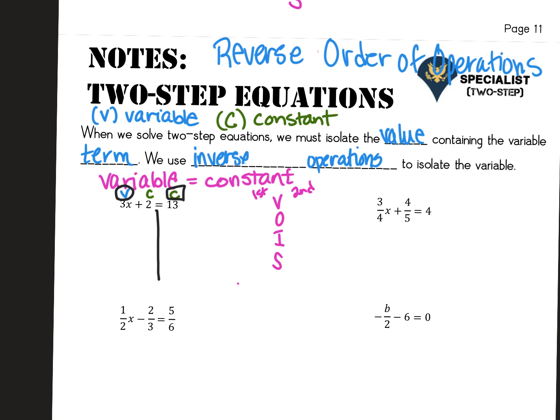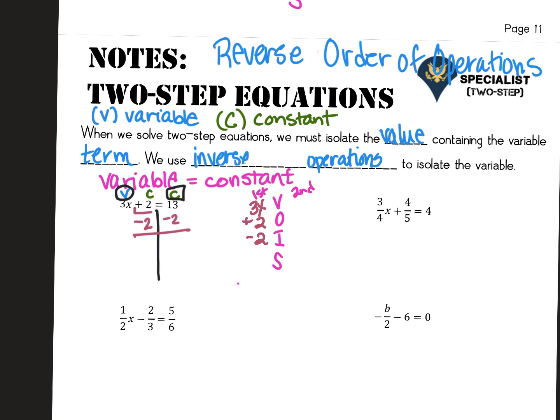The variable term, my first step, is 3x. But what's happening in addition to 3x? Oh, plus 2. What's the inverse of adding a positive 2? Adding a negative 2. Okay, so we're going to go ahead, minus 2, sum line, just like we did when we had one step. We have the term with the variable in it, and it has a constant, and then there's a constant on the other side.